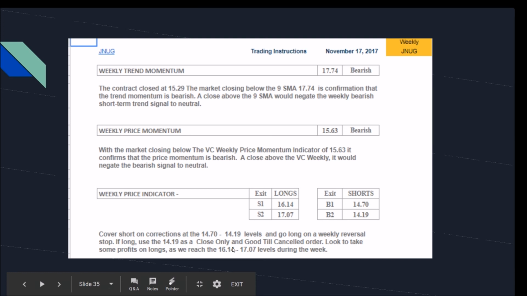The stop should be on a close only and good till cancel basis, which means that in order for you to get stopped out, the market has to close below 1419. It also tells you on the other side that if we go above 1563, to take profits at 1614 to 1707.